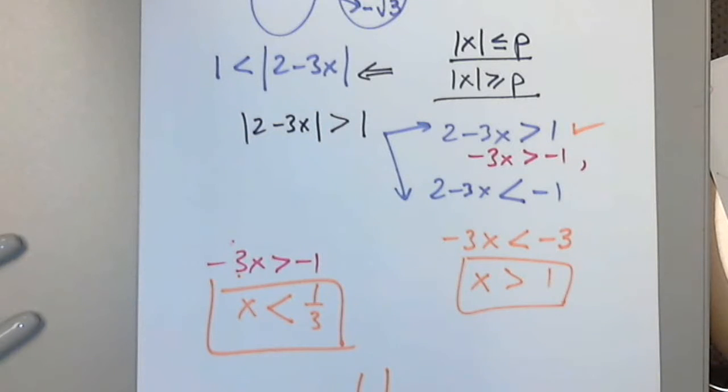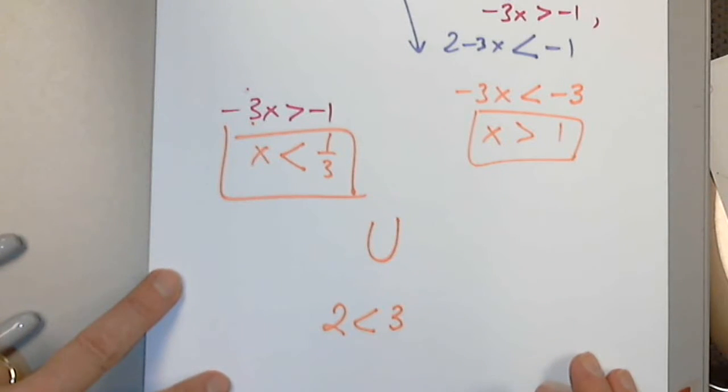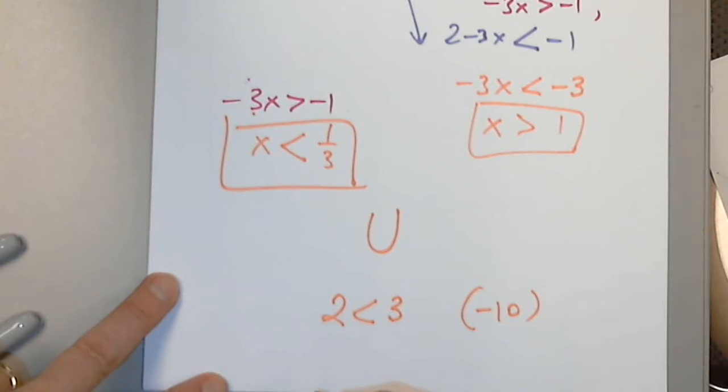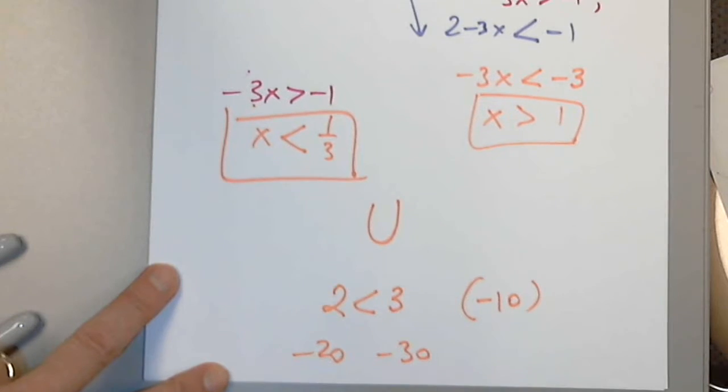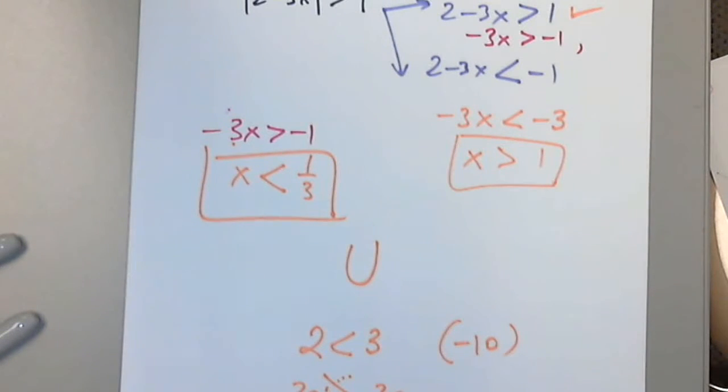Let me give an example. Is 2 less than 3? Yeah. Let's say I want to multiply both sides by -10. This side is -20 and this one is -30. Can I still use this symbol? I can, because -20 now is bigger than -30. Good. So what is the final solution here?